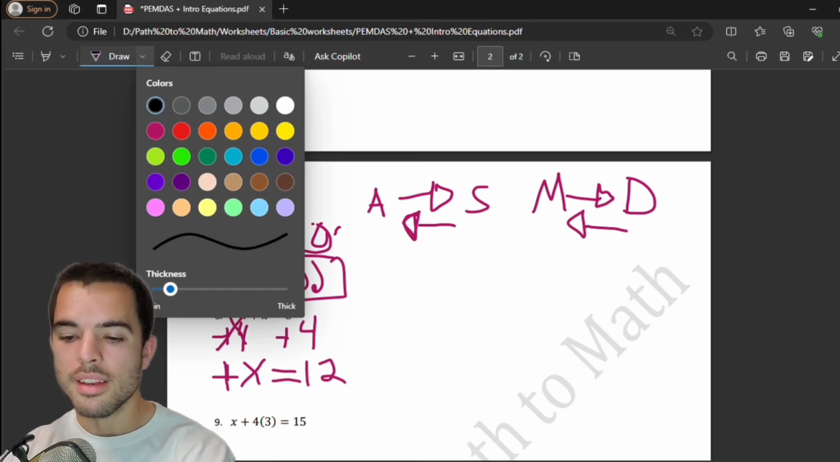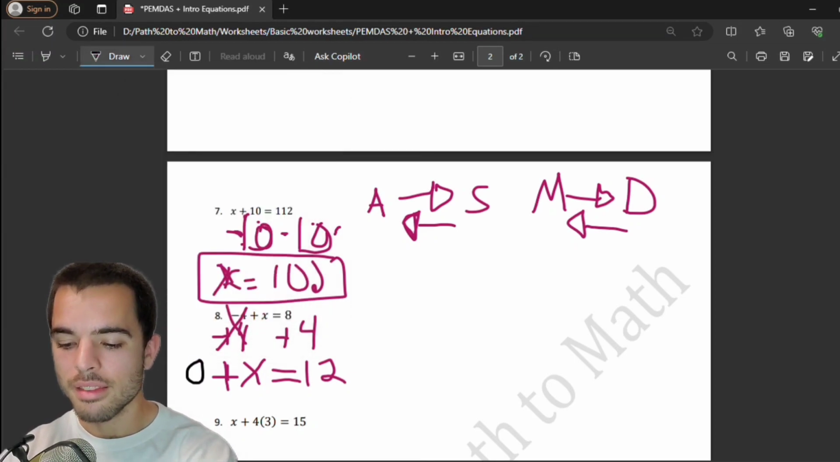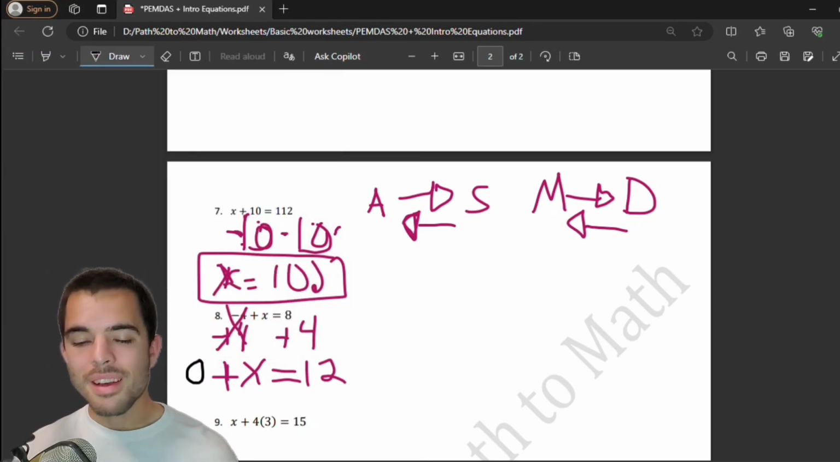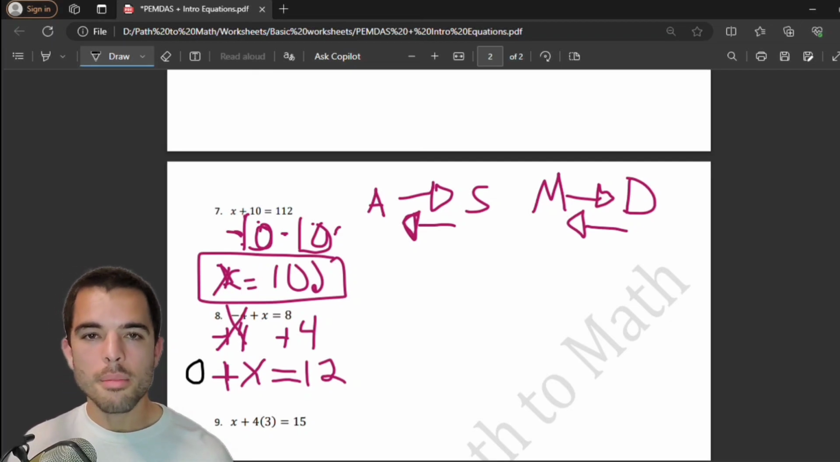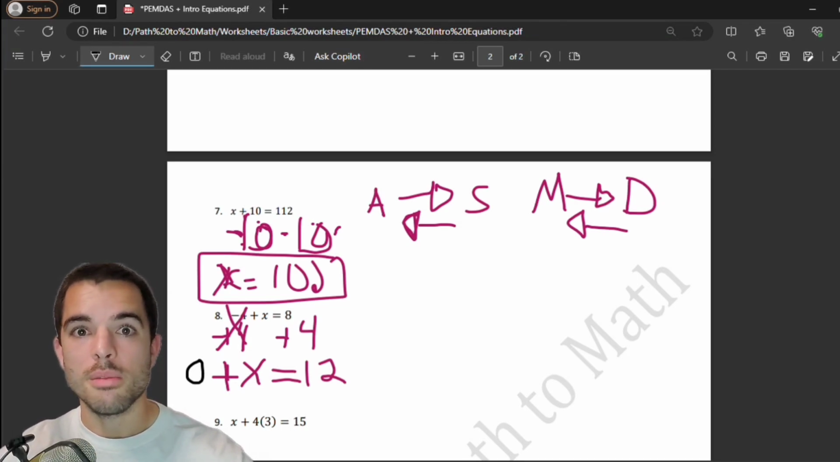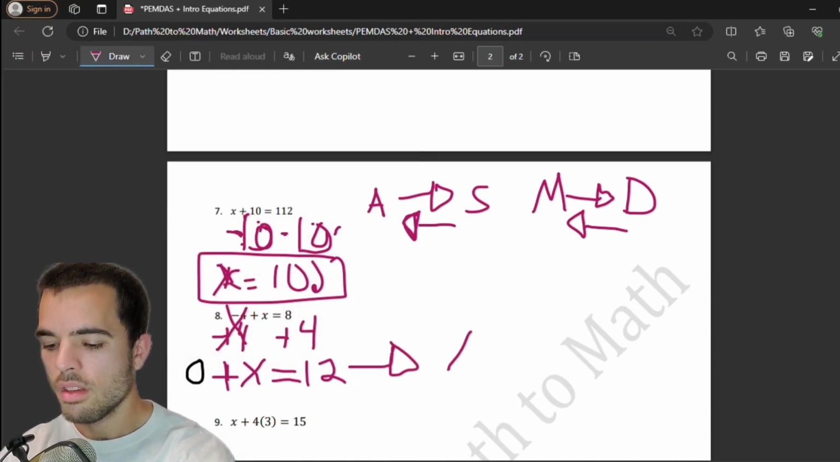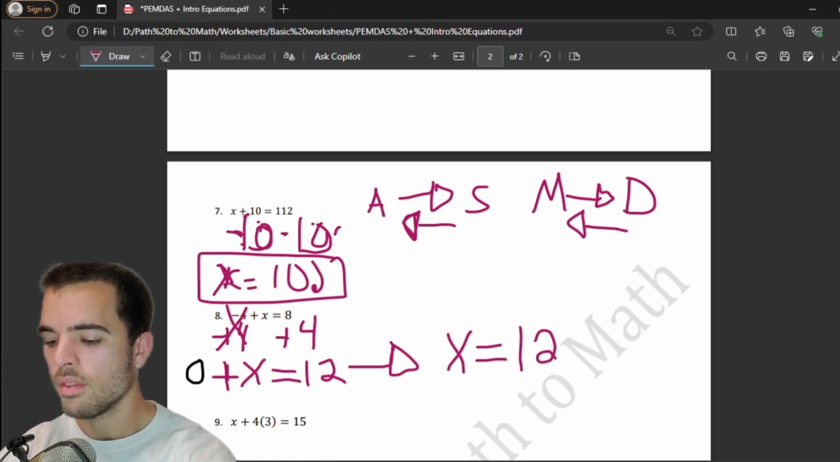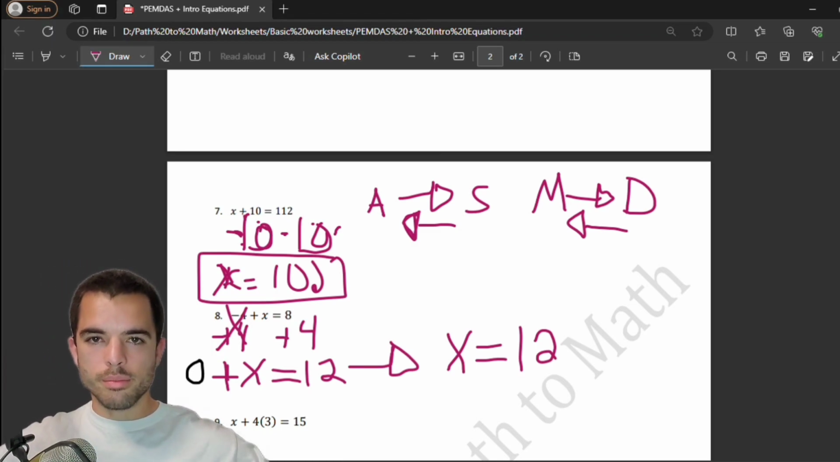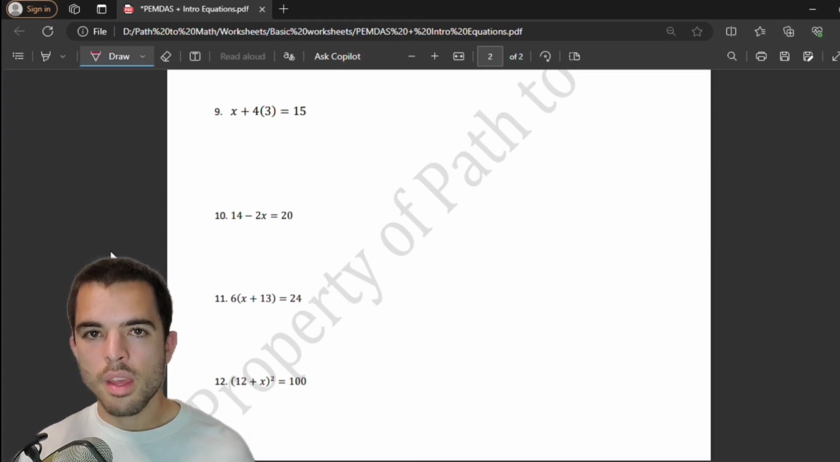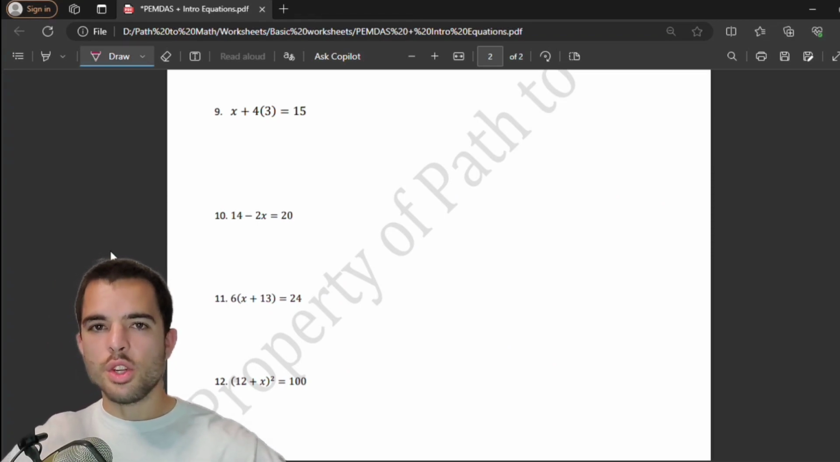The plus sign doesn't mean anything. Technically, you could have written 0 plus x, because negative 4 plus 4 is 0. But guys, 0 plus anything is whatever that number is. So 0 plus anything, you don't have to put the 0. We get x equals 12. Voila. Magic.